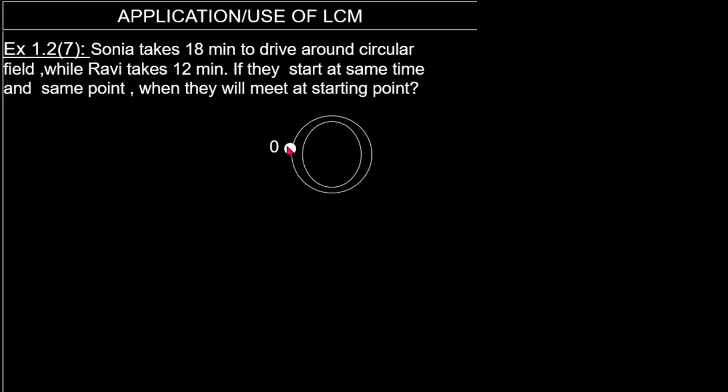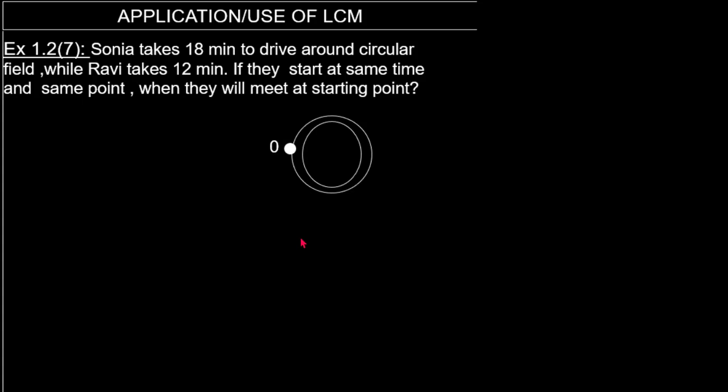So this is the scenario. Sonia takes 18 minutes to reach the origin. Let's take this circle for Ravi, the same ground. He takes 12 minutes to reach the same point. So when will they meet? By the time Ravi completes his round, it's just 12 minutes. However, Sonia may be here because she requires 18 minutes. When Sonia comes to this point, it takes 18 minutes, so Ravi may have traveled here. If they continue like this, when will they meet?